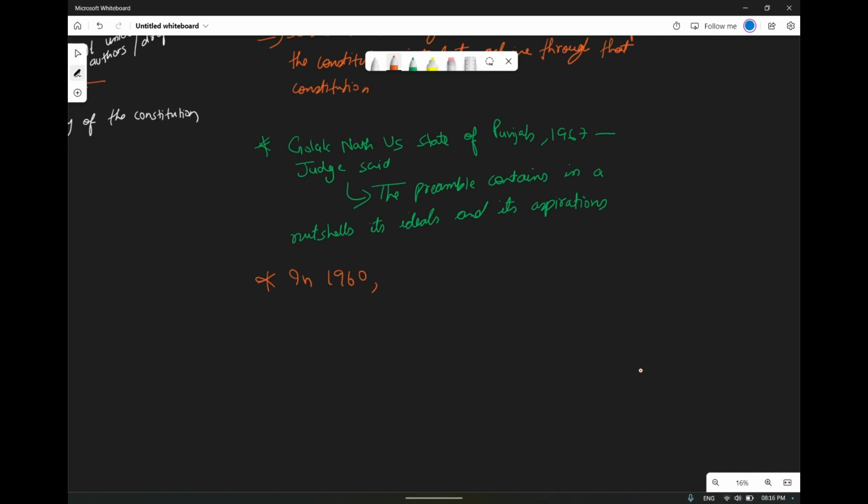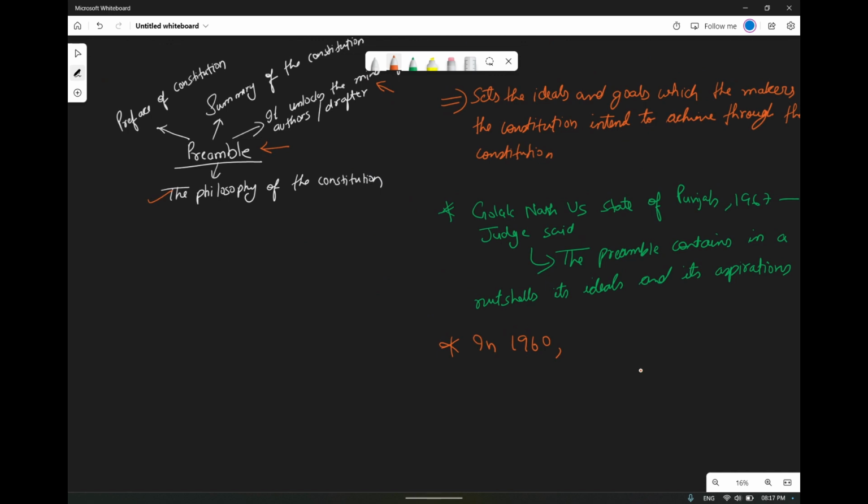Because on the basis of the constitution only, the court runs. But if at any place the court is confused by a line in the constitution, they are going to see the preamble to clear the doubt about whatever content is written in the constitution. And that's why the preamble is very important. And yes, the preamble is not enforceable in a court of law.